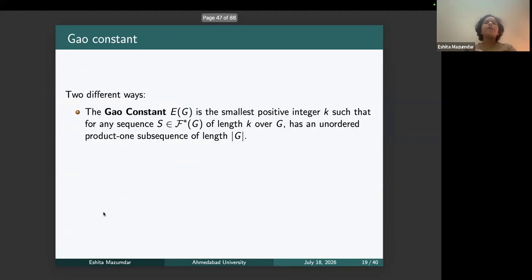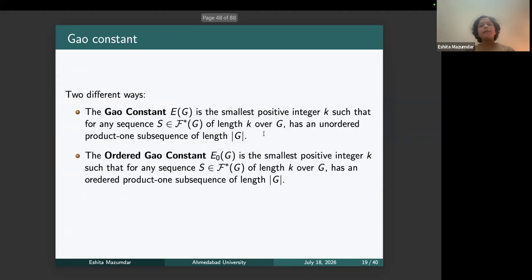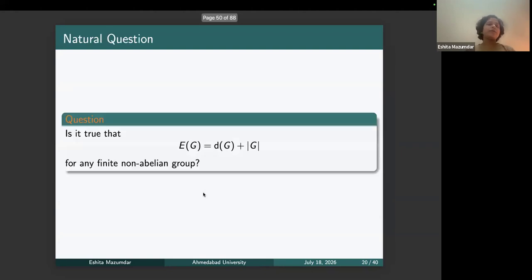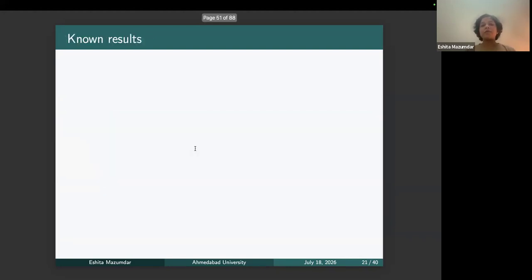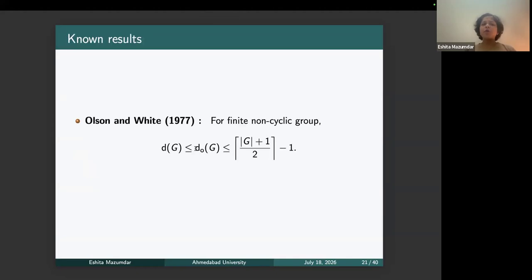Now, similarly, we can define the Gauss constant like that. It is the least integer such that whenever you consider a sequence of that length, it has an unordered product-one subsequence of length the cardinality of G. The ordered Gauss constant I can define as the least integer such that any sequence of that length has an ordered product-one subsequence of length the cardinality of G. Obviously, this relation holds true here. Now the question is whether, as in the abelian case, this result is true for the non-abelian setup or not. Well, there are certain known results.